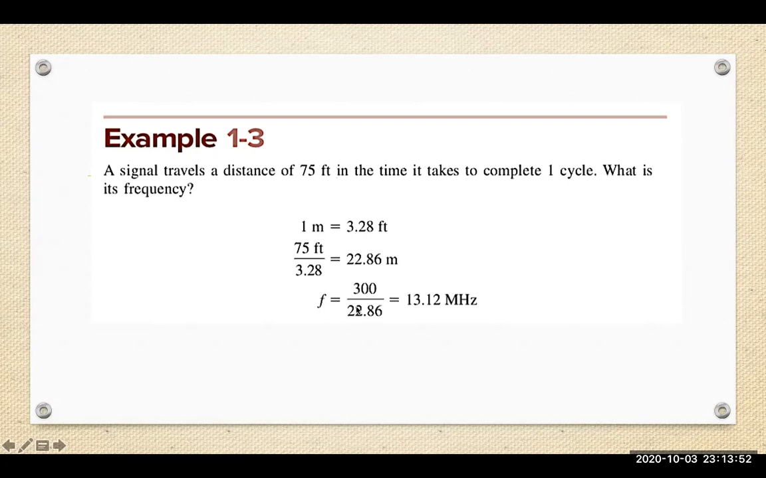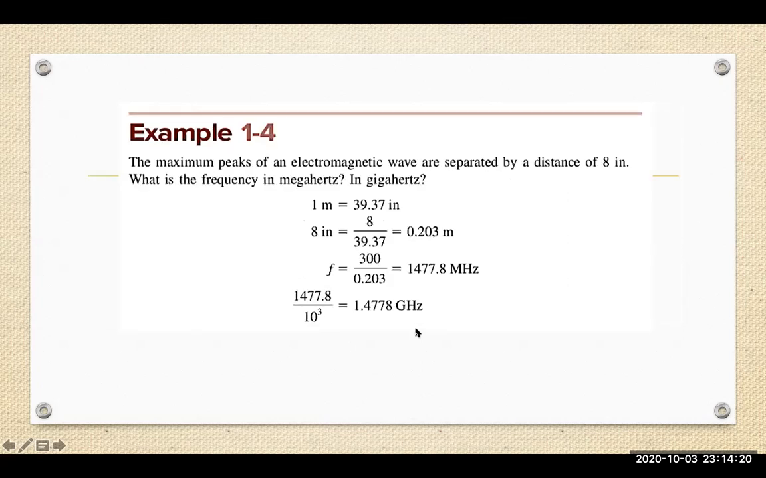And now recall the formula for finding the frequency. It's the speed of light divided by the wavelength. Okay, so again, this means 300 million, or 300 times 10 raised to 6. So that's why you have here a unit in megahertz. So 300 divided by 22.86. Shorthand way of writing. So we have 13.12 megahertz. Okay, so now let's go to example number 4.